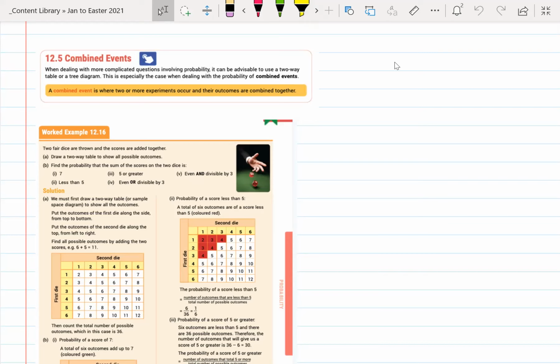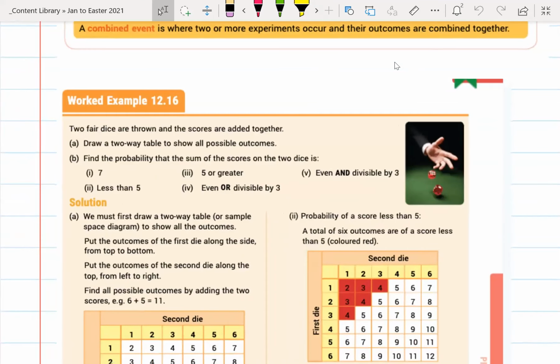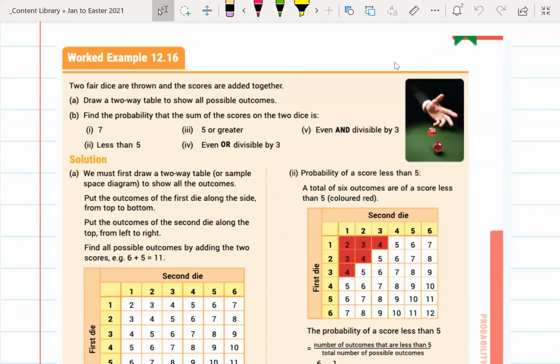So, yeah, let's have a look. I'll just look at the worked examples in the book, okay? I'll give you some homework and we'll correct it then tomorrow. So you have two fair dice are thrown and the scores are added together, okay? Simple enough. Draw a two-way table, show all the possible outcomes. And B, find the probability that the sum, that's where you add them up, of the scores on the two dice is, and you have a load of them there.